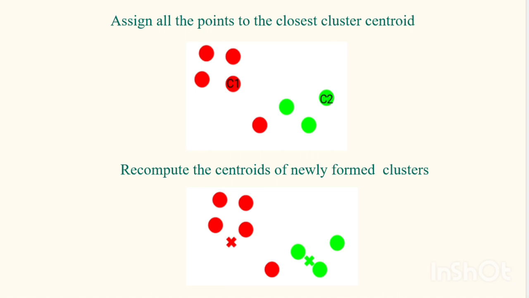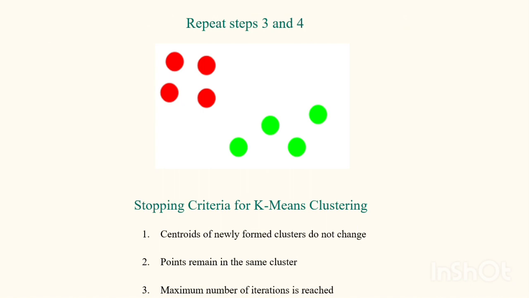Next, repeat steps 3 and 4. We then repeat steps 3 and 4, the steps of computing the centroid and assigning all the points to the cluster based on their distance from the centroid. This is a single iteration.